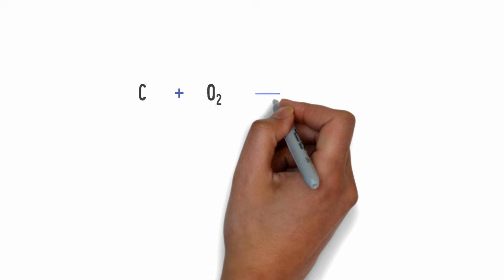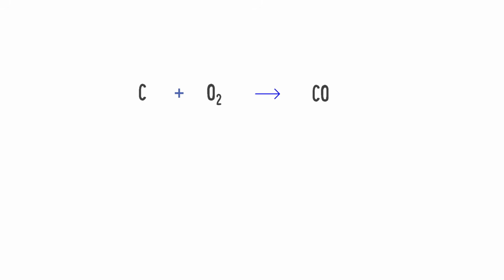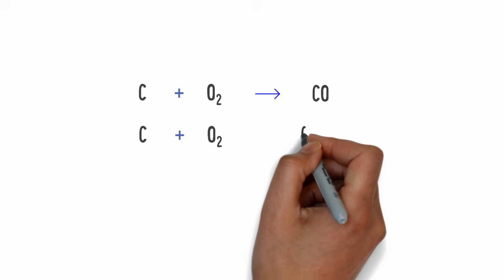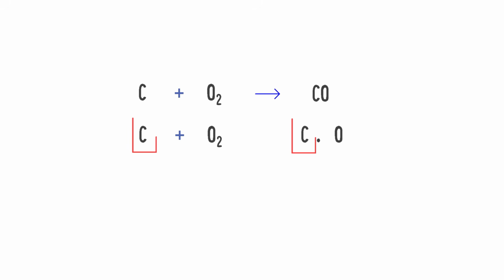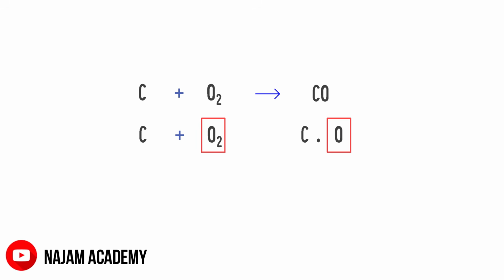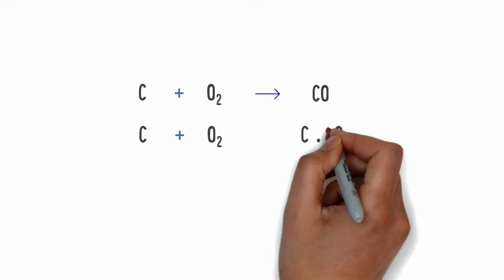Secondly, consider carbon plus oxygen react together to form carbon monoxide. I write carbon plus O2 and I write carbon and O. The carbon is already balanced because there is 1 atom of carbon present in reactants and 1 atom present in product. In case of oxygen, there are 2 atoms of oxygen present in reactants and 1 atom of oxygen present in product. So multiply it by 2.